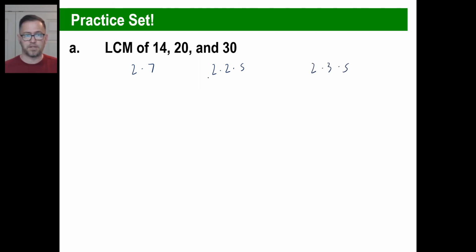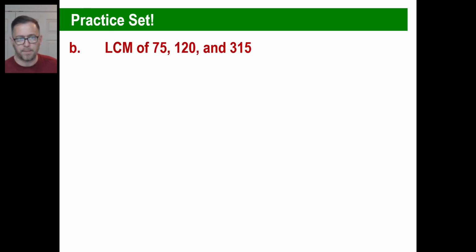All right, which one has the most 2's? This one does. 2 times 2 is 4. Which one has the most 3's? This one does, just 1 3. Which one has the most 5's? There's a tie for first place, so just choose 1 since there's a tie. And then there's a 7, right? There we go. So 4 times 3 times 5 times 7, that's going to be 12 times 5 is 60. 60 times 7, well 6 times 7 is 42. So 60 times 7 is 420, and there you go. That's the smallest number that all three of those numbers will divide evenly into. All right, pause it and try B.